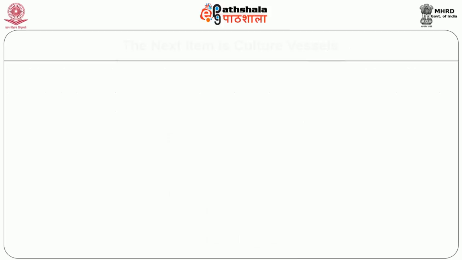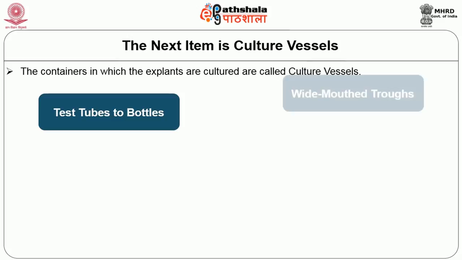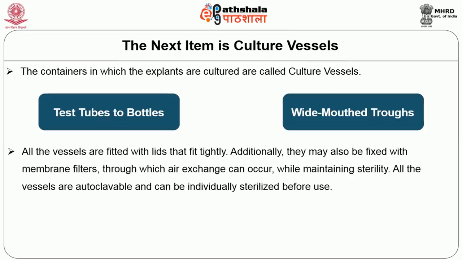The next item is the culture vessels. The containers in which the explants are cultured are called culture vessels. There are different kinds of vessels, from test tubes to bottles and wide mouth troughs. All the vessels are fitted with lids that fit tightly. Additionally, they may also be fixed with membrane filters through which air exchange can occur while maintaining sterility. All the vessels are autoclavable and can be individually sterilized before use.